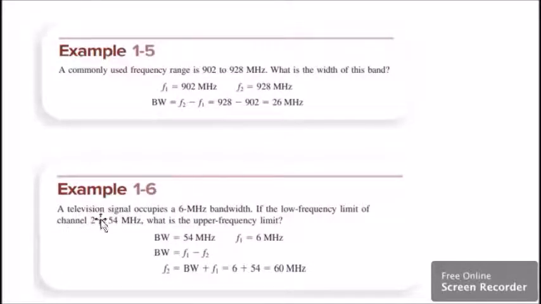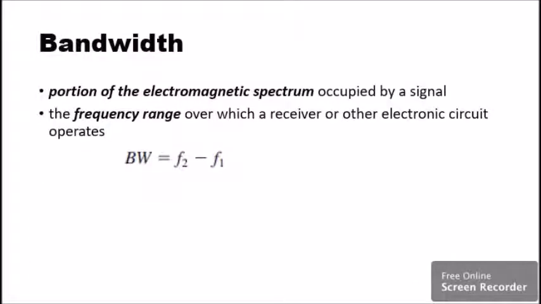So another example, a television signal occupies a 6 megahertz bandwidth. You're given the low frequency limit, or that is our F1, and we are also given the bandwidth. So if the low frequency limit of channel 2 is 54 megahertz, what is the upper frequency?